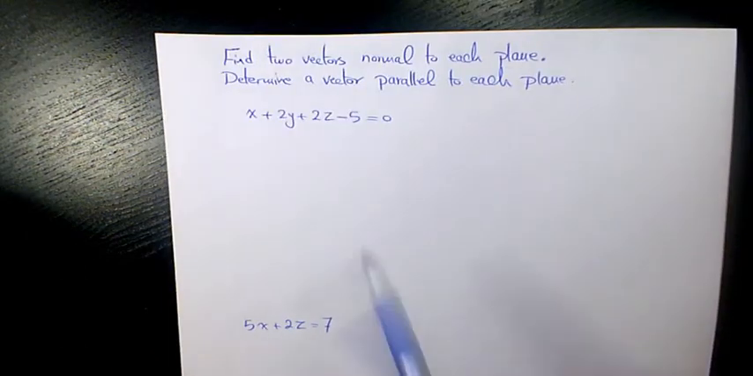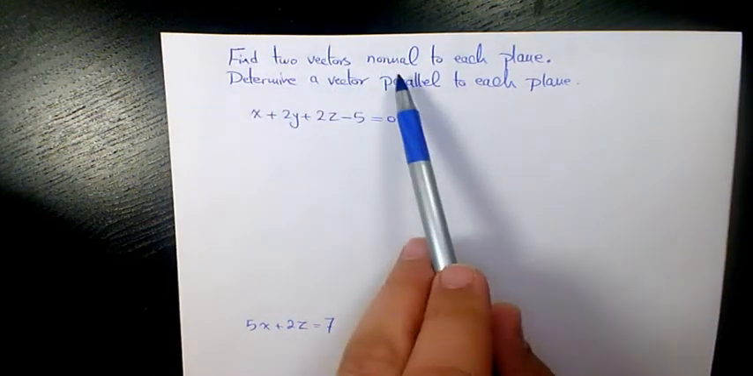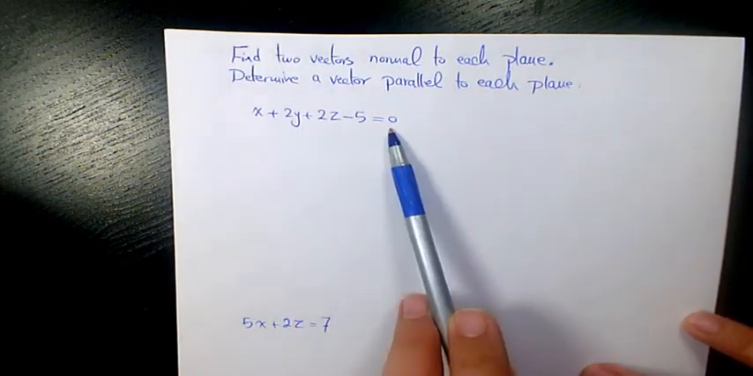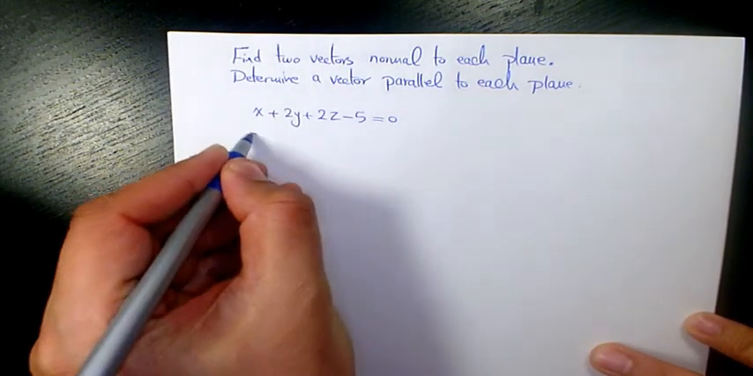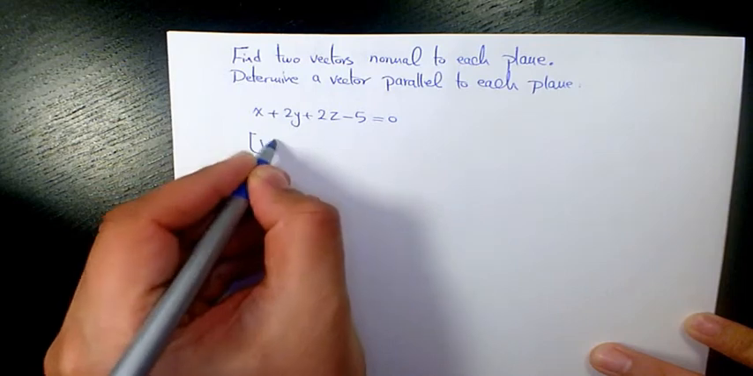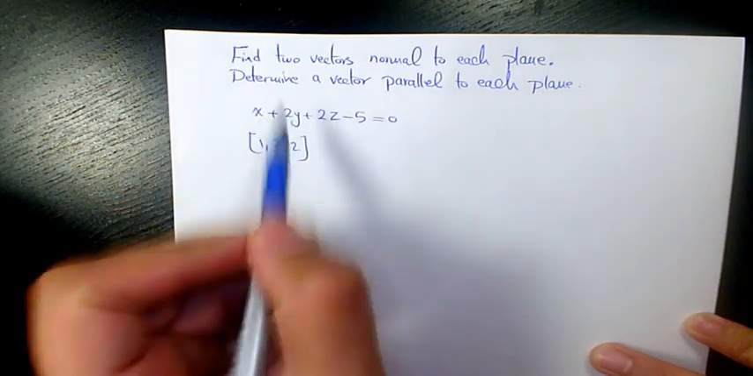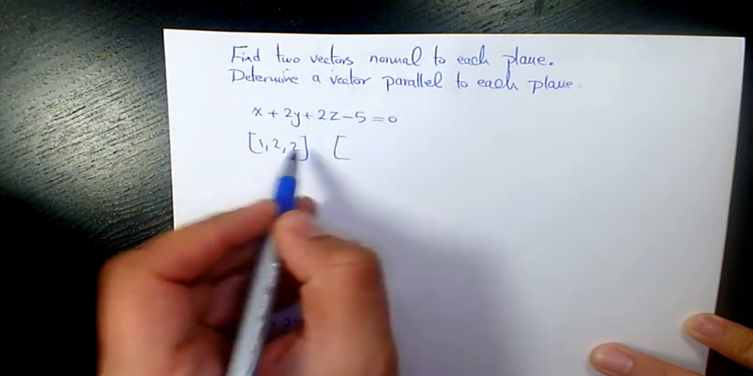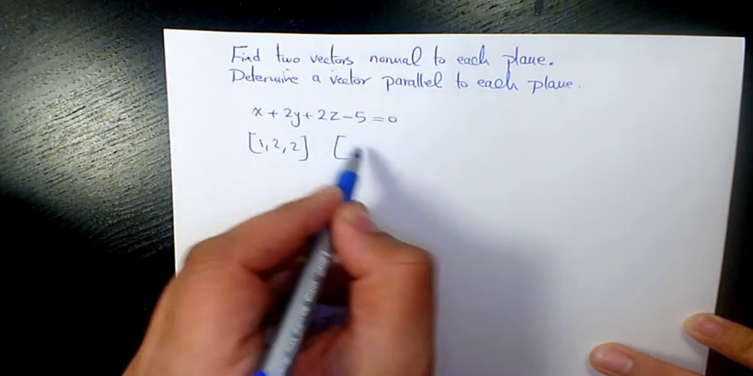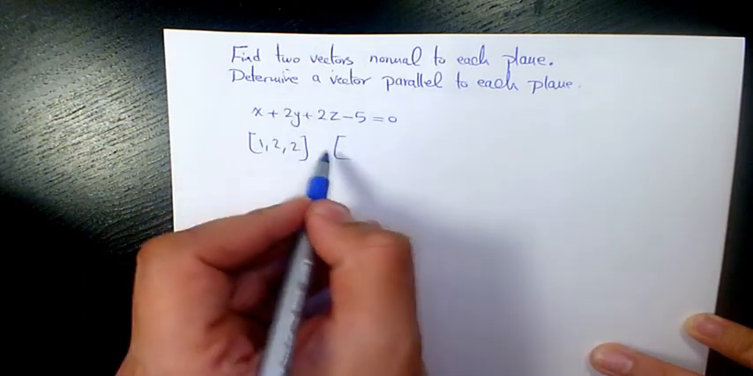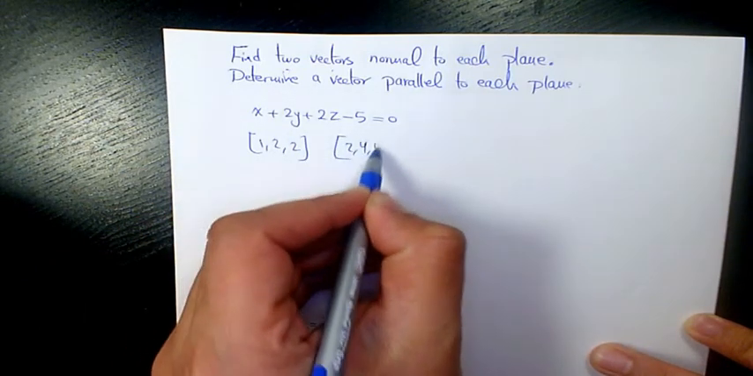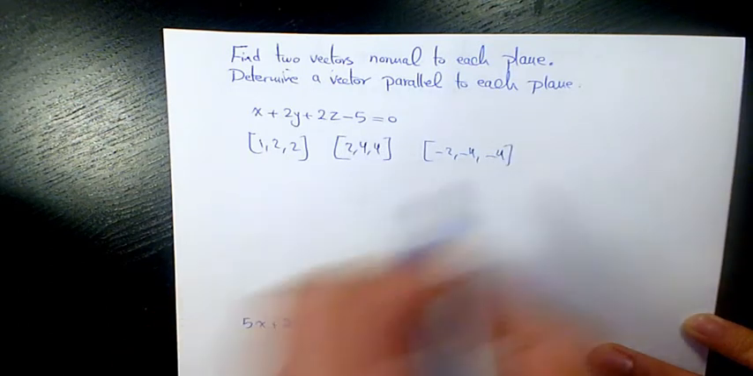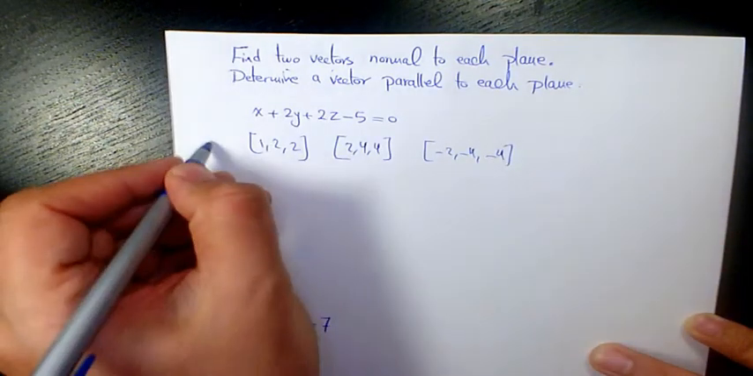So in this example it says find two vectors normal to each plane. So here we have this plane, and the normal vector is going to be 1, 2, and 2. That's one of them. It says find two vectors normal. So the next one can be this vector times any number, let's say multiply by 2. So it's going to be 2, 4, and 4. Or you can say negative 2, negative 4, and negative 4. You can write lots of different answers.